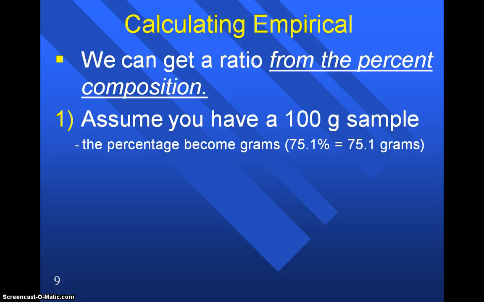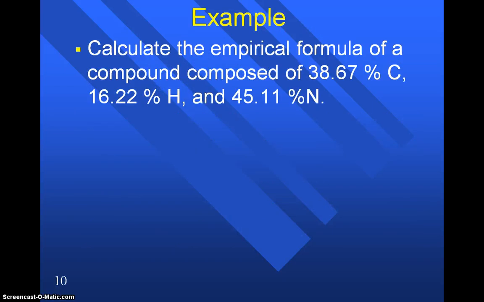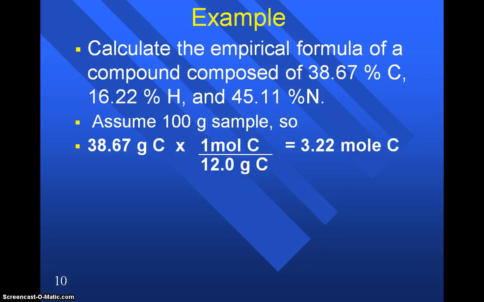Then we just follow our steps like we did before. We convert from grams to moles, and then we find the lowest whole number ratio by dividing by the smallest number of moles. Let me give you an example. Let's say we have a compound that's composed of 38.67% carbon, 16.22% hydrogen, and 45.11% nitrogen. Again, let's assume that we have 100 grams of the sample. That means we would have 38.67 grams of carbon, and then I'm going to convert that from grams to moles.